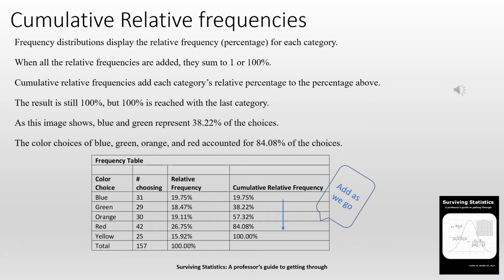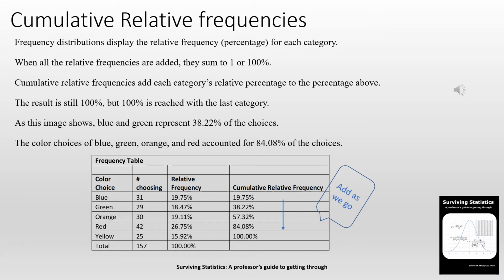And if you look at the table that you see on this screen, you'll see that the way you create cumulative relative frequencies is you simply take the first relative frequency, and for the second item in the category, which in this case is green, you add its frequency to the one above. So the cumulative frequency starting with blue is 19.75% because that's all there is at this point. Then, for the cumulative frequency, we add the two together, and so we end up with green and blue together having a cumulative frequency of 38.22%. So those two colors together make up 38% of the respondents' choices.